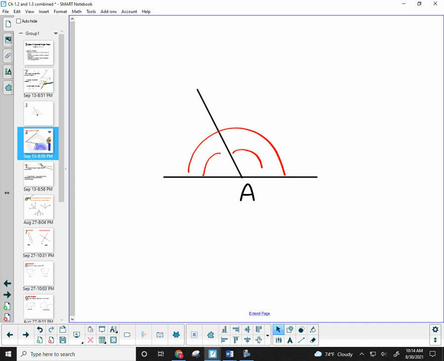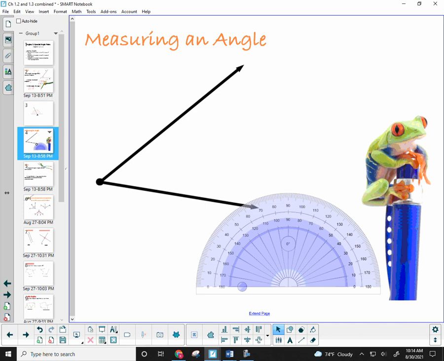All right, the next thing I want to talk to you quickly about is how to measure an angle. You all have protractors in front of you. Do you need to turn on the lights to see the numbers on the protractors? Okay, if you change your mind, let me know.